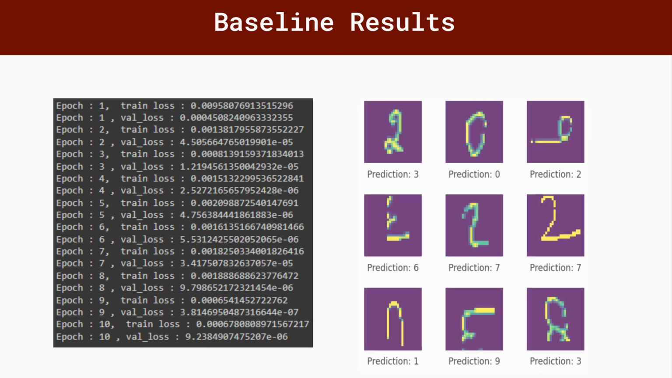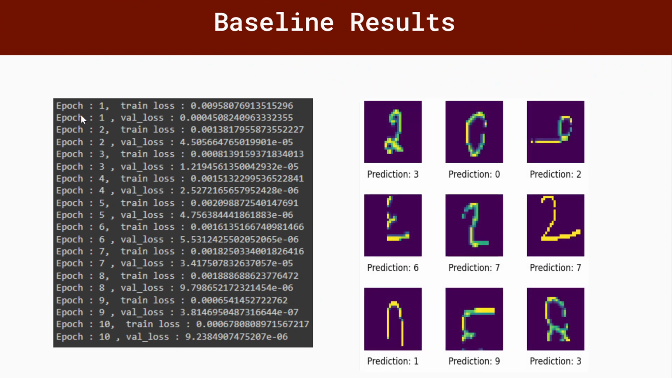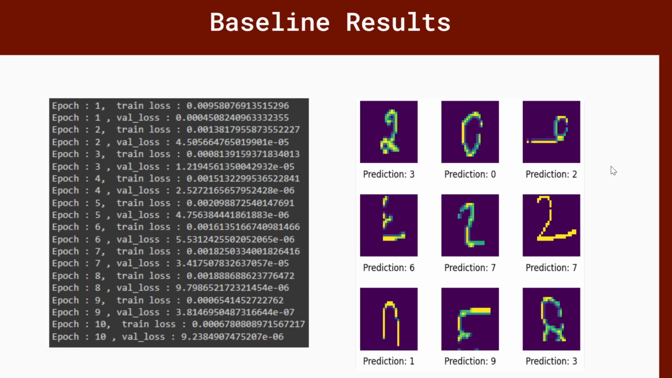So these are the baseline results. We were able to run it for 10 epochs. These are the training loss and validation loss, and we can see that it was detecting the images properly.